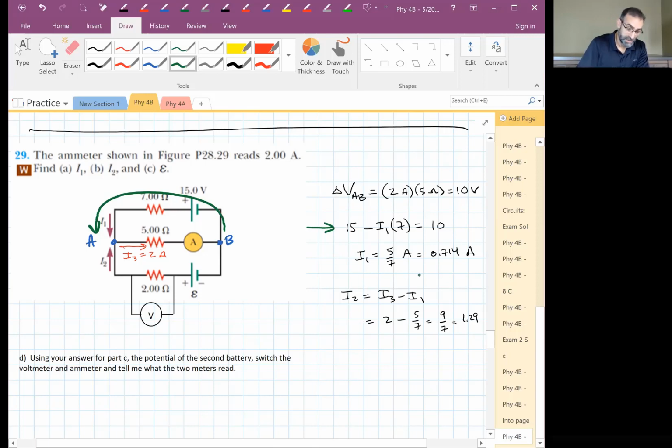Then I used the junction rule to get my other current, I2. And now I can use another sort of a loop rule, I guess you could call it. I'm not going a whole loop. You could go all the way around in the loop, but I already know A is 10 volts higher than B. I'm just going to take one path.